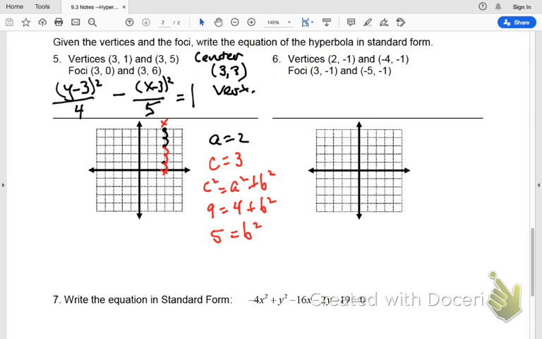All right, we've got a vertex at 2, negative 1, and we've got one at negative 4, negative 1.